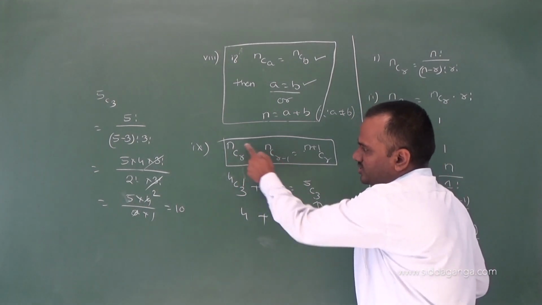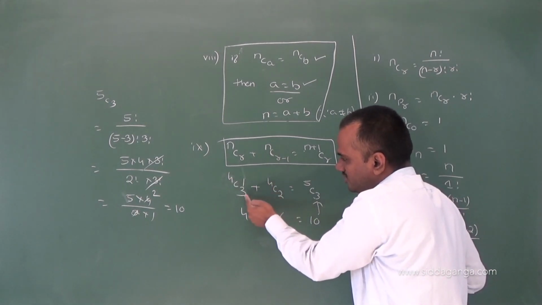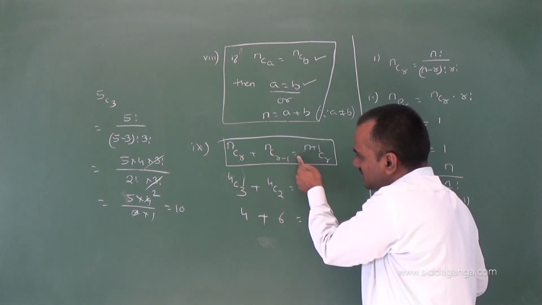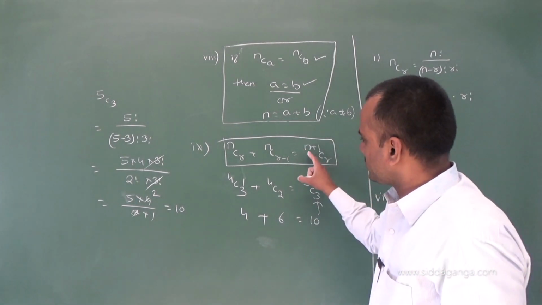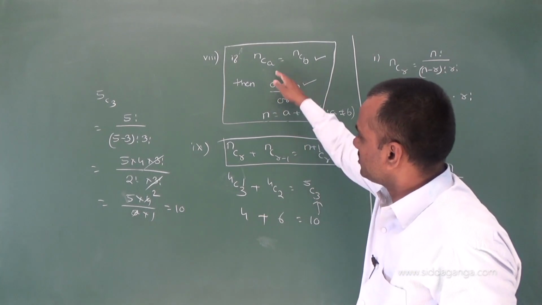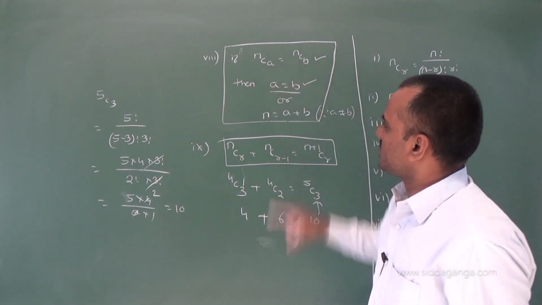nCr: both n are the same, and nC(r minus 1) has one less. Observe, 4 and 4 are the same, 3 and 2. So this result is always equal to (n plus 1)Cr. These two notes are very important. nCa is equal to nCb.